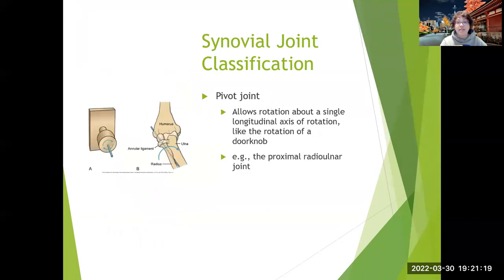A pivot joint allows rotation about a single longitudinal axis of rotation, like the rotation of a doorknob. So the proximal radio-ulnar joint is an example of that for forearm supination and pronation. A really good example is the C1, C2. That's a big pivot joint for pivoting our head. So the C1, C2 pivot joint provides a very large portion of the side-to-side movement in our heads, our rotation.